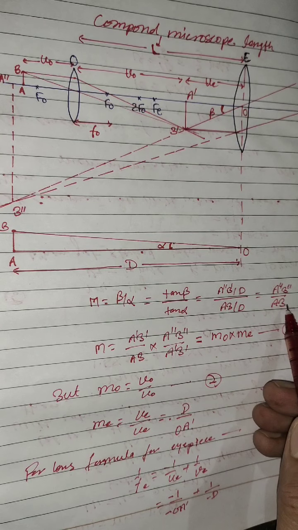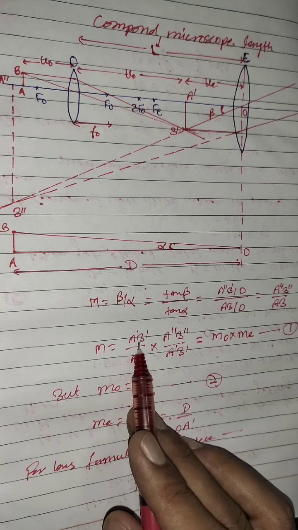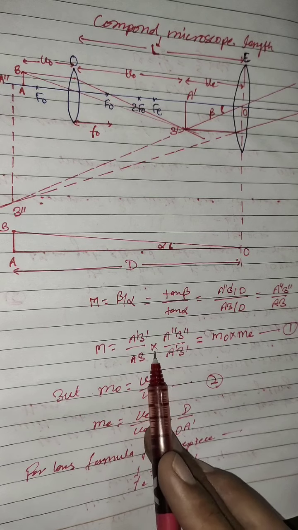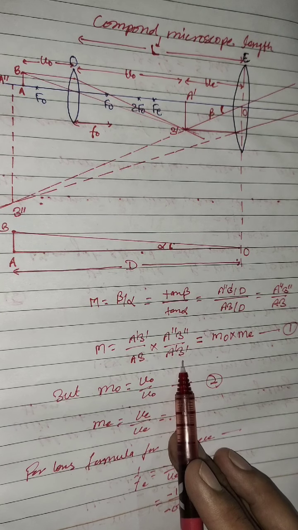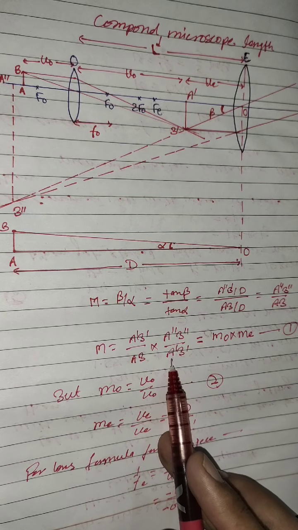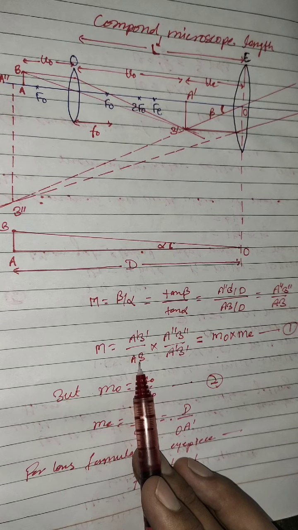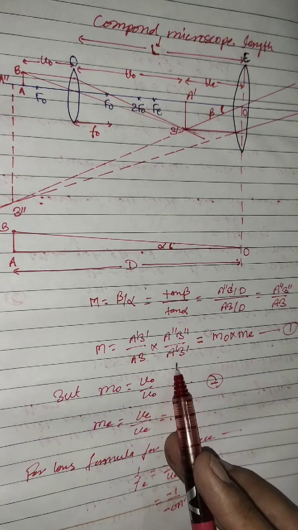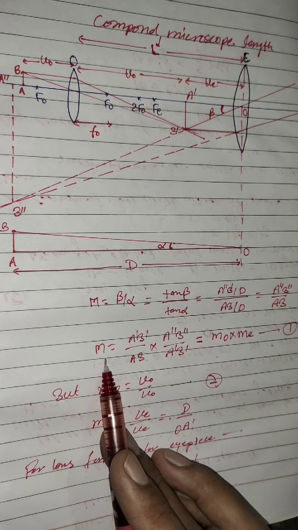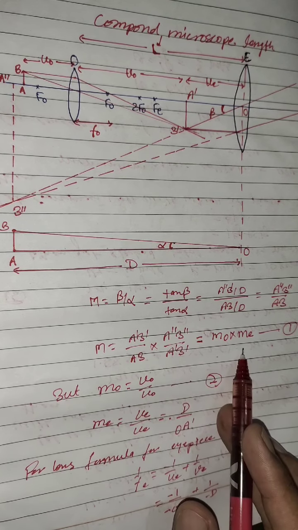This can be rearranged by multiplying and dividing by A dash B dash, so we can write A dash B dash upon AB into A double dash B double dash upon A dash B dash, which is equivalent. Why are we writing this? Because A dash B dash upon AB is the magnification produced by the objective, while A double dash B double dash upon A dash B dash is the magnification produced by the eyepiece. So in this way, the total magnification is equal to the product of the magnifications produced by the objective and the eyepiece.